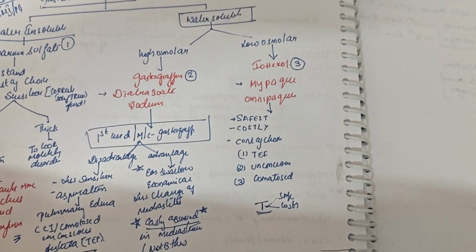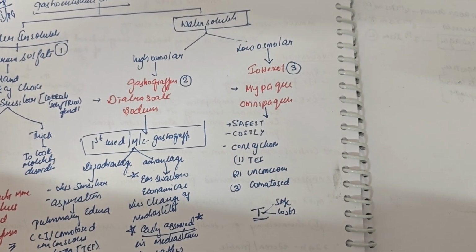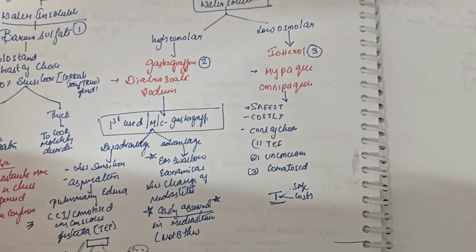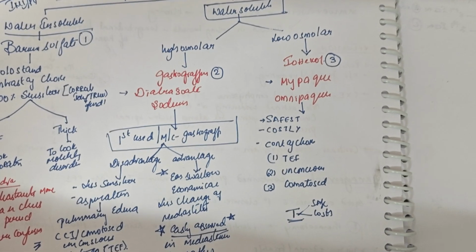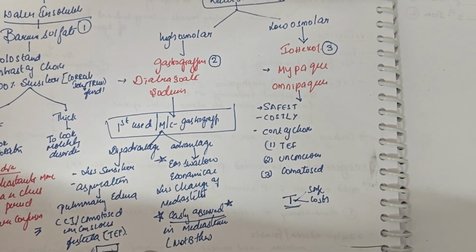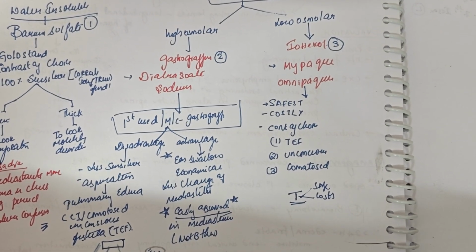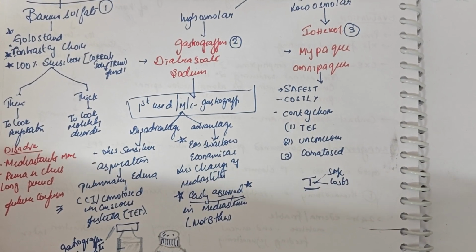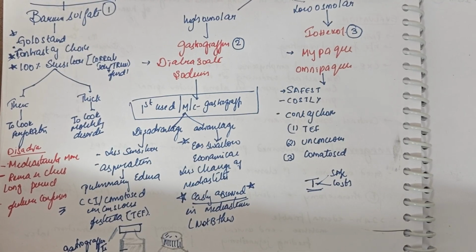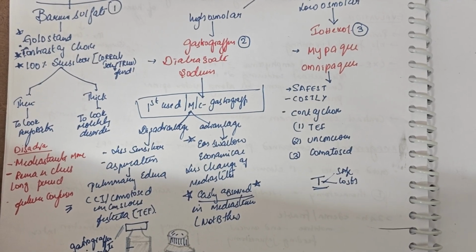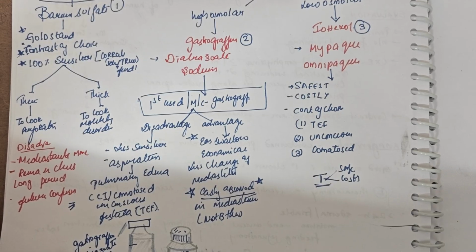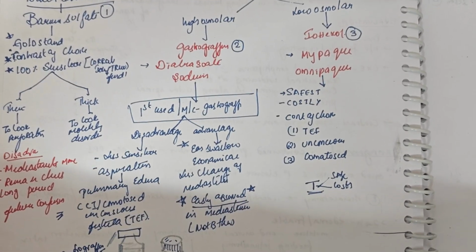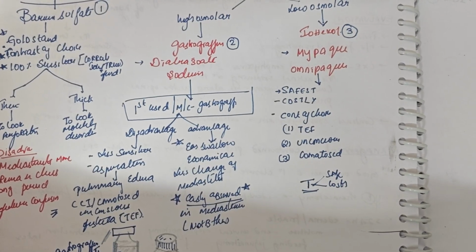Remember, water soluble contrast has high osmolar and low osmolar types. The high osmolar has gastrographin, diatrizoate sodium. The most commonly used, or the first used, contrast is gastrographin.